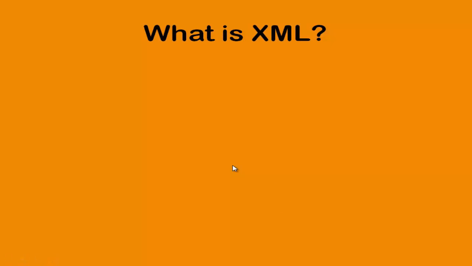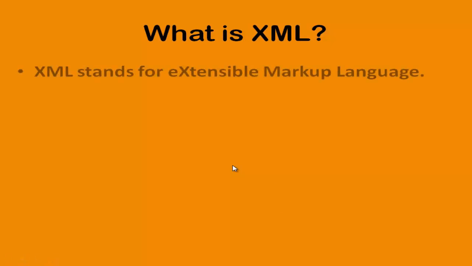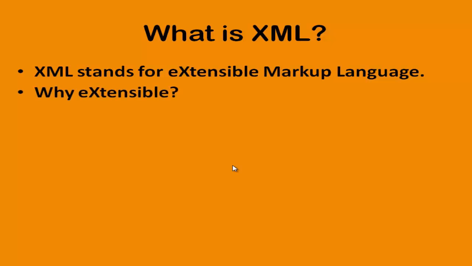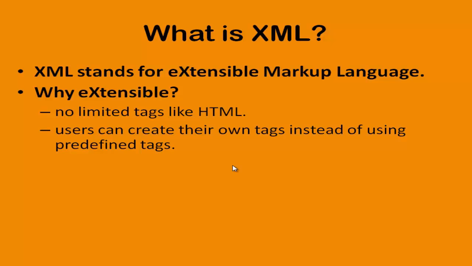So what is XML? XML stands for Extensible Markup Language. What is the meaning of extensible? The main meaning behind extensible is that users can create their own tags. In HTML, users cannot create their own tags. Whatever we want to use, we need to use the predefined tags defined inside HTML, such as body, head, whatever it is. But here, users can create their own tags with their own requirements and specifications. It means that it is very handy in order to handle any kind of data. That is the beauty of the XML language.